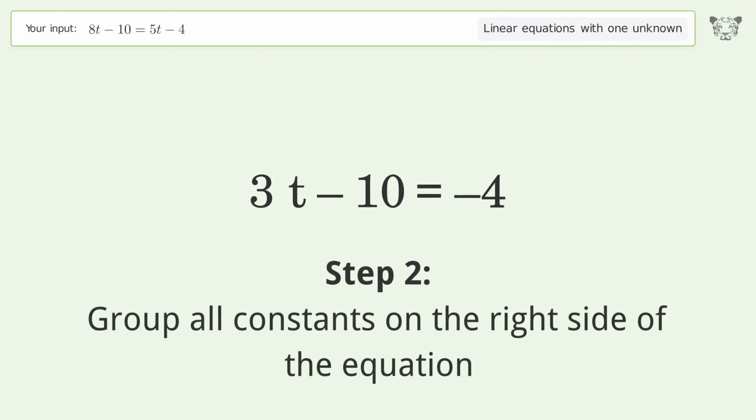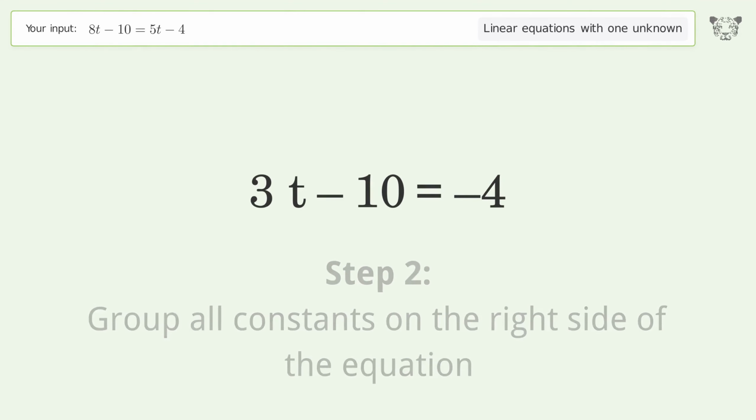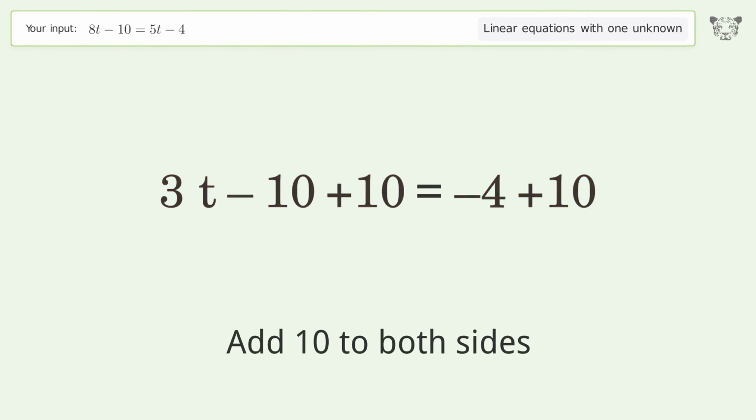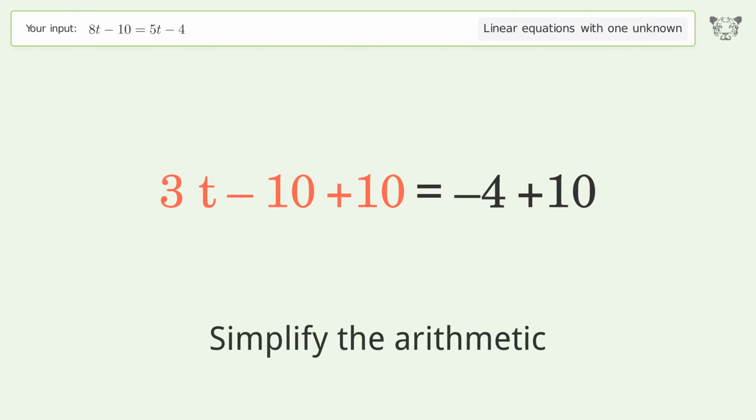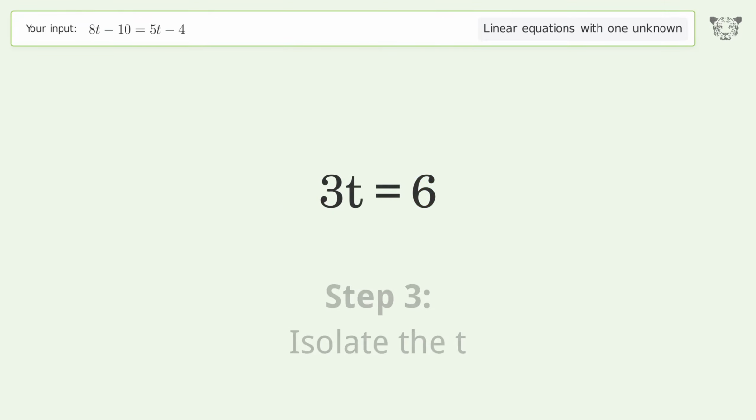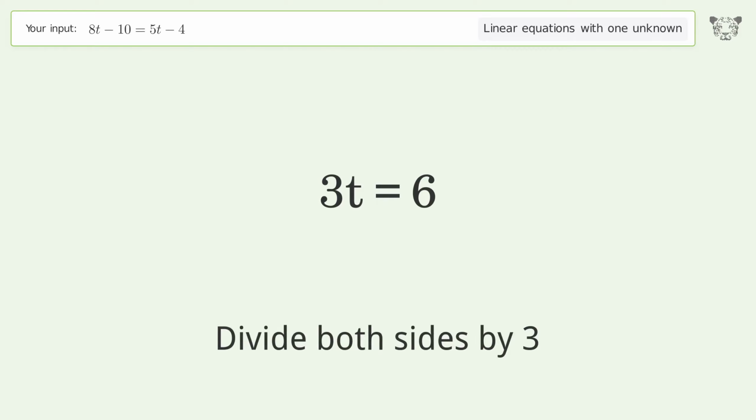Group all constants on the right side of the equation. Add 10 to both sides. Simplify the arithmetic. Isolate the t. Divide both sides by 3.